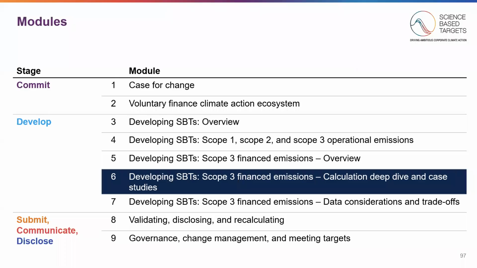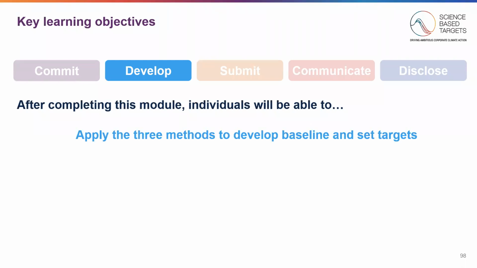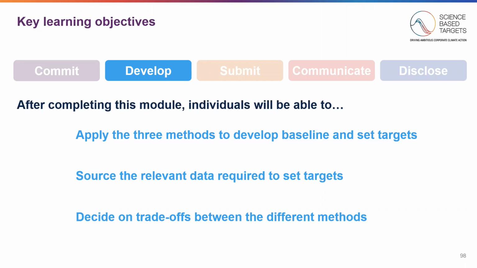In this module, we will be discussing details around how to calculate Scope 3 baselines and targets using the available methodologies. At this point, you should be familiar with Scope 3 finance emissions. After completing this module, you will be able to apply the 3 methods to develop baselines and set targets, source the relevant data required to set targets, and decide on the trade-offs between the different methods. Let's get started.